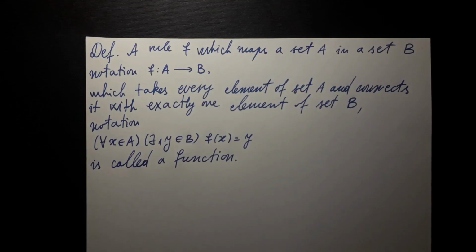Definition: a rule f which maps a set A to a set B, notation f: A → B, which takes every element of set A and connects it with exactly one element of set B, notation: for every x of A, there exists exactly one element y from set B, such that the statement f of x is equal to y holds true, is called a function.